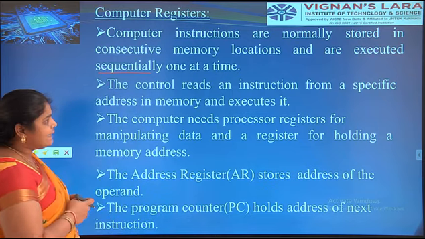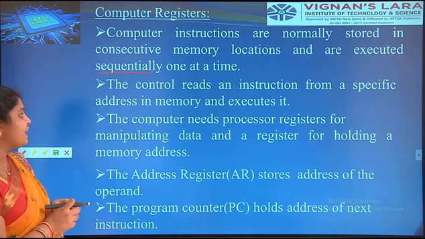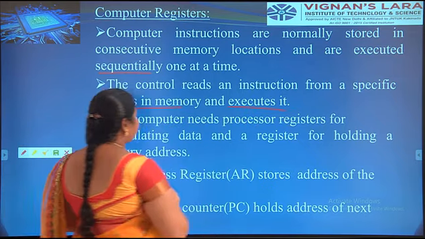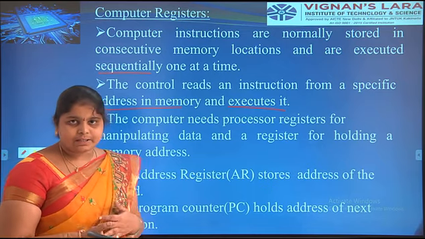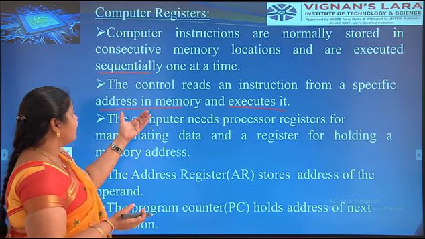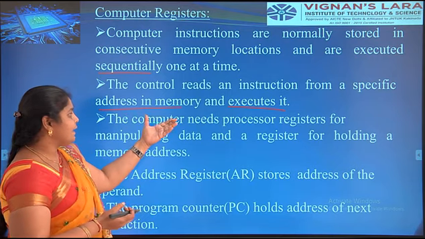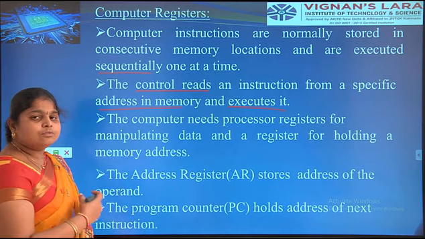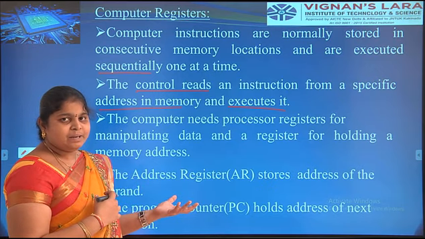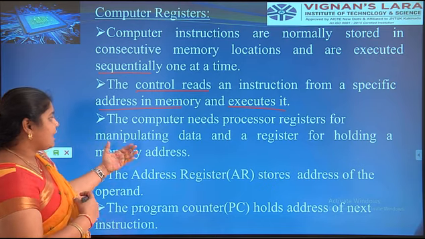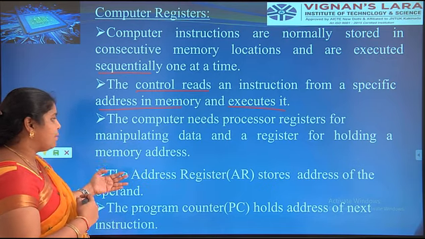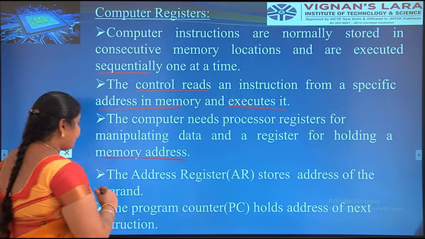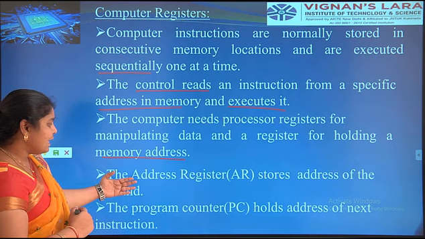The control reads an instruction from a specific address in memory and executes it. Which type of memory can be used for further reference? The instruction is stored at an address in memory and then executed. Control reads from the register; we have to get the information from the register. The computer needs processor registers for manipulating data and for holding memory addresses. These are the registers.